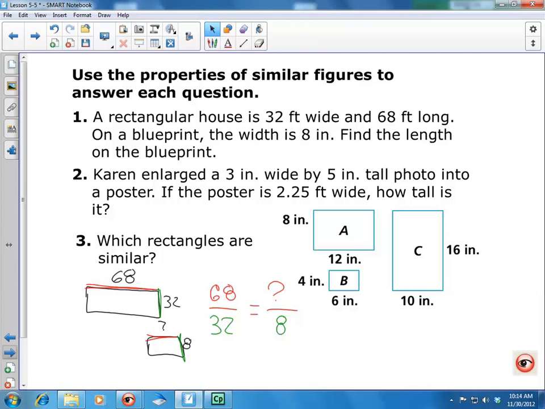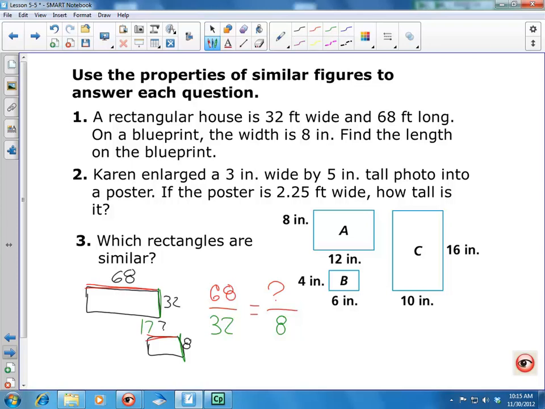But I will tell you on this one, if you notice, look, what times 8 equals 32? 4. So we know some number, this question mark right here, times 4 has to equal 68. So if we did 68 divided by 4 on this one, it will give us our answer. Okay, that'll work also. Which actually 68 divided by 4 is, what, 17? So we know that the length on this one right here is going to be 17.